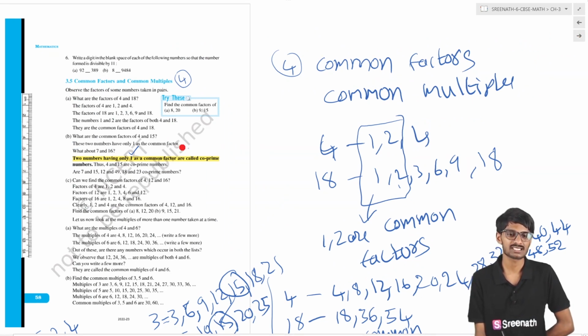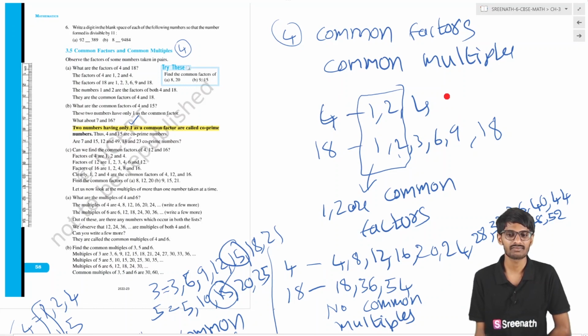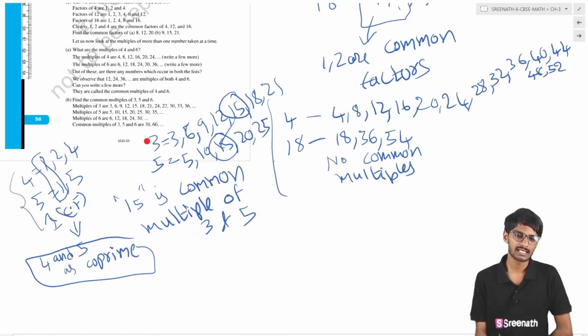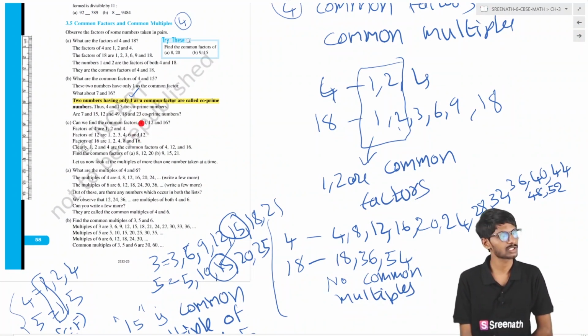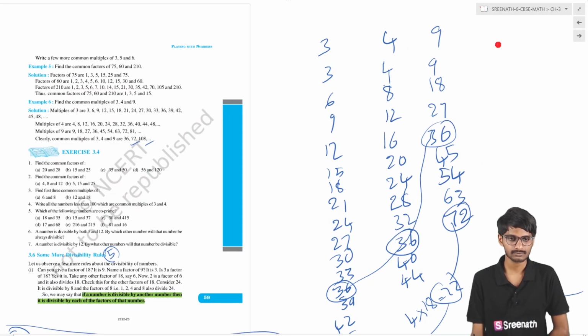Next are common factors and common multiples. For the given numbers 4 and 18, we look at their factors, and 1 and 2 are the same in both numbers. So we call 1 and 2 the common factors. In the case of the multiples of 3 and 5, 15 is the same in both, so we call it a common multiple. And if two numbers have only 1 as the common factor and no other common factors, we call them co-prime.